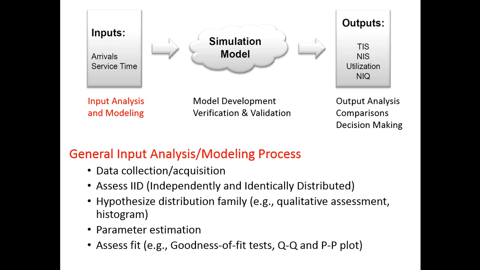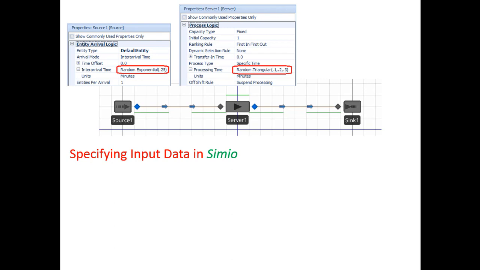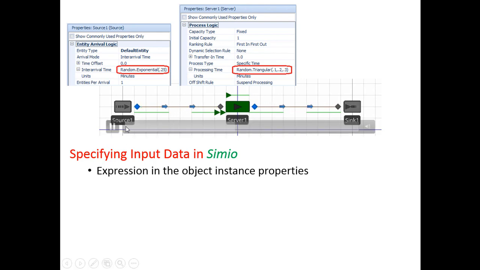So once we have our input models, we need to specify them in the simulation model. Now in Simio, there are multiple ways of specifying input data. The first and perhaps the most common way of doing this is by putting an expression directly in the object instance properties. So for instance, in the single server model that I have here, I have random arrivals, and my inter-arrival times are exponentially distributed with a mean of 0.25 minutes.